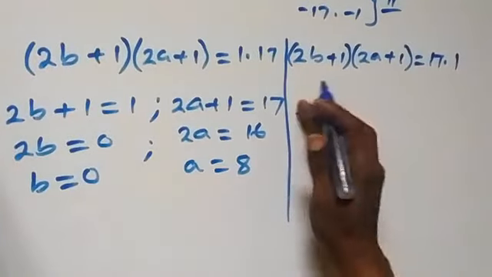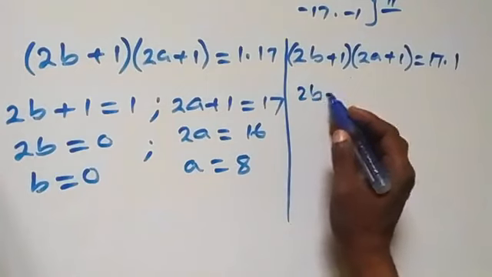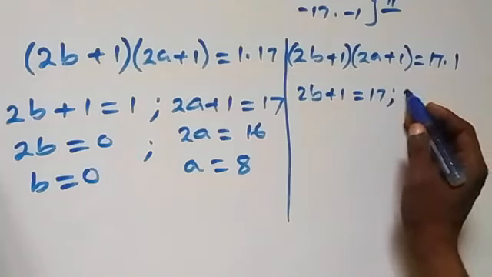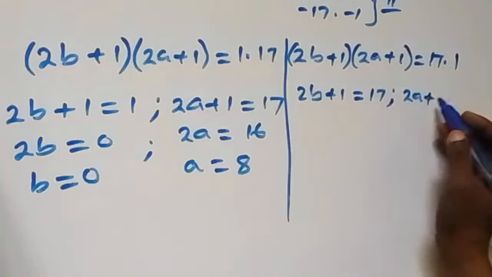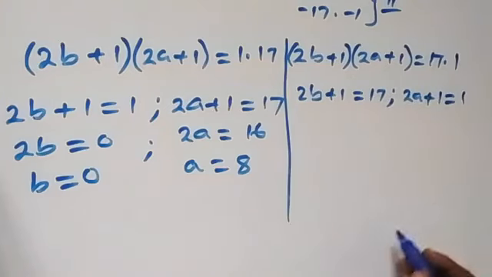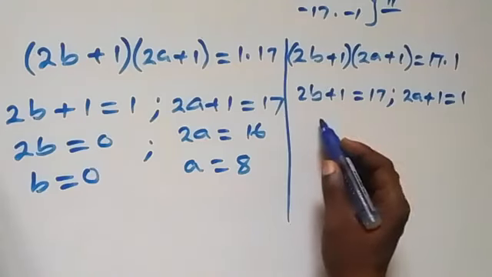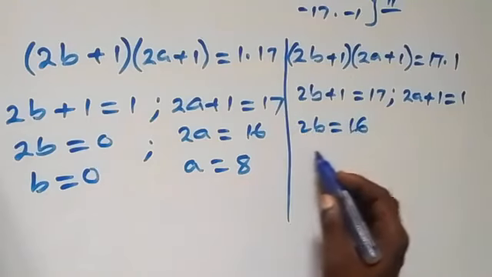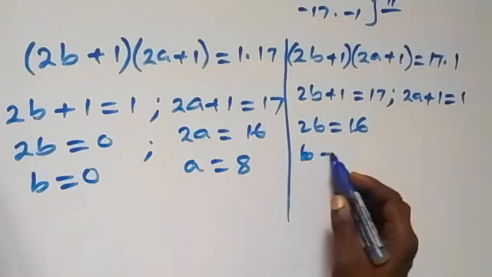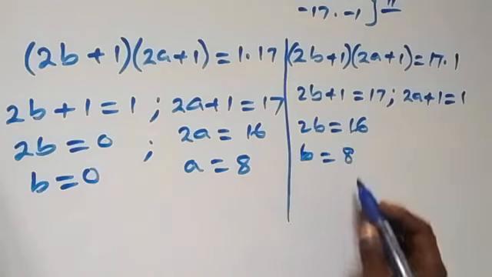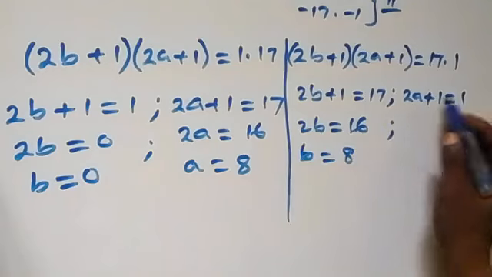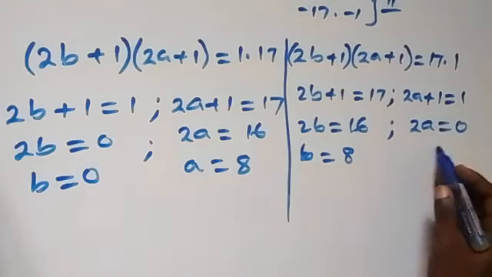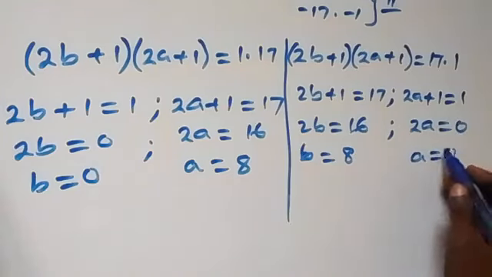Then also from this side, we have 2b plus 1 equals 17. Also here we have 2a plus 1 equals 1. And when we solve here, taking 1 to this side becomes minus, so 2b equals 16. Dividing both sides by 2, b equals 8. And also on this side, taking 1 over, 2a equals 1 minus 1, that's 0. Dividing both sides by 2, a equals 0.